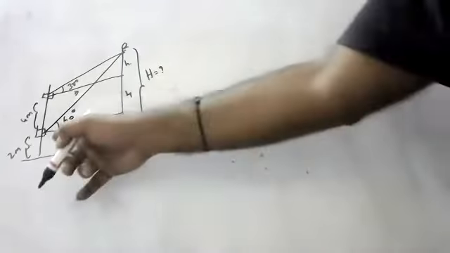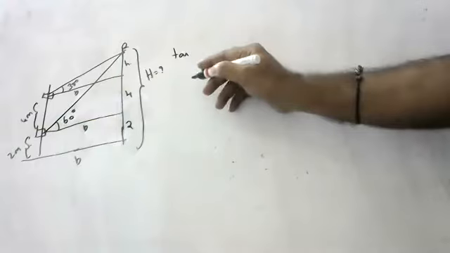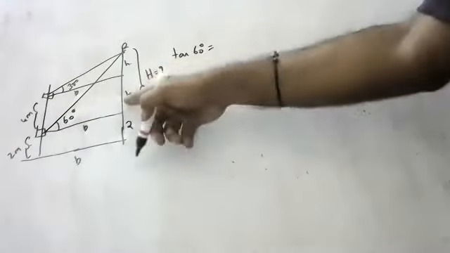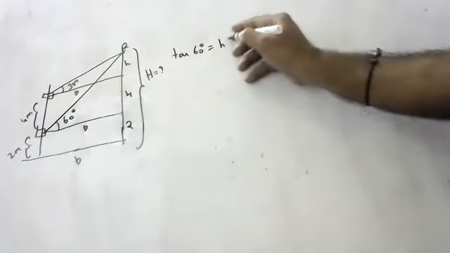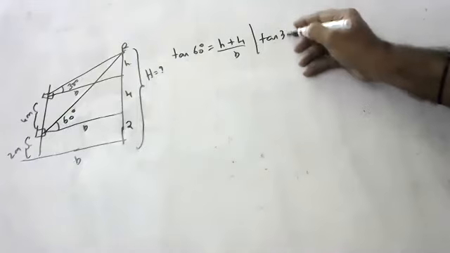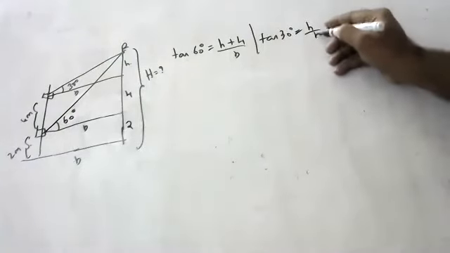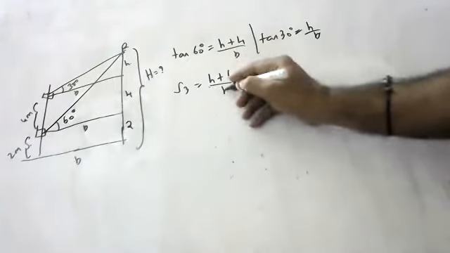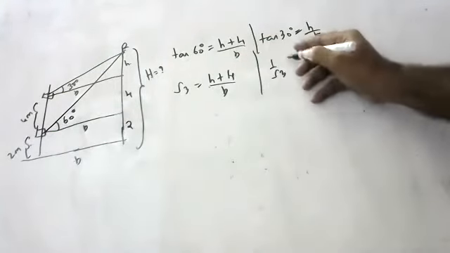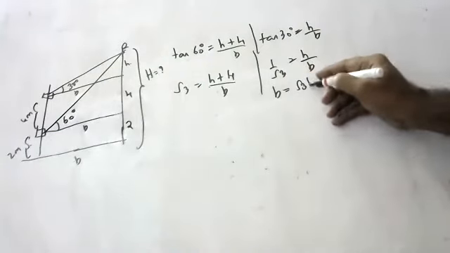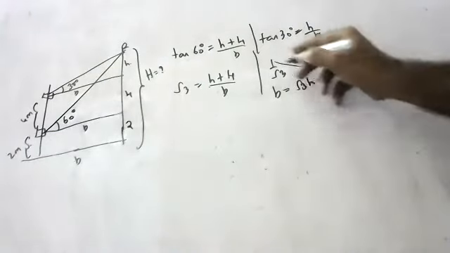Okay, so see, children. First, tan 60 is equal to h plus 4 by b. Can anyone tell me tan 30, children? h by b. Root 3 is equal to h plus 4 by b. 1 by root 3 is equal to h by b. Okay, b is equal to h root 3. b is equal to root 3h.